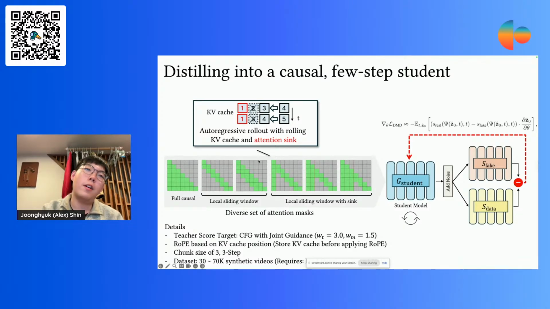There are a few engineering tricks, which is RoPE. We assign the RoPE based on the KV cache's position rather than the actual temporal index, because the positions actually change over time, and we don't want the temporal indexes to be assigned by something else. With a fixed-size KV cache, we use a chunk size of 3, meaning that we generate 3 latent tokens at a time. We adopt a 3-step distillation.